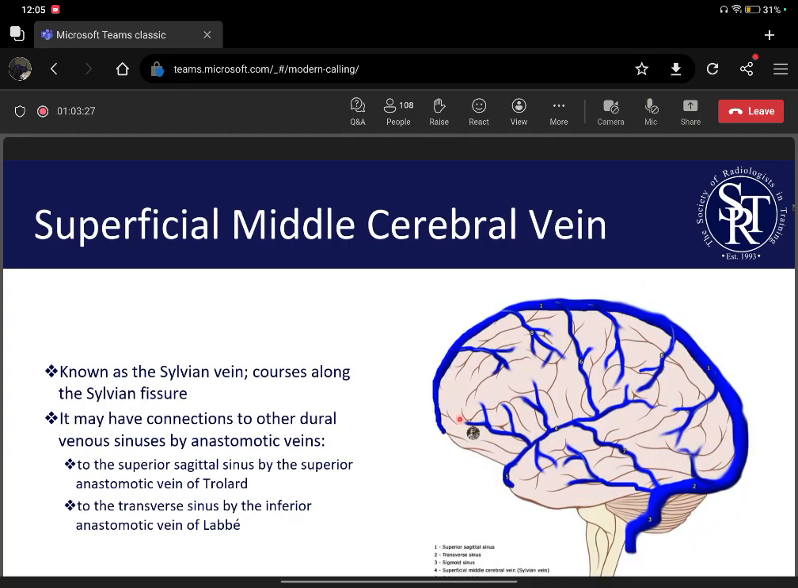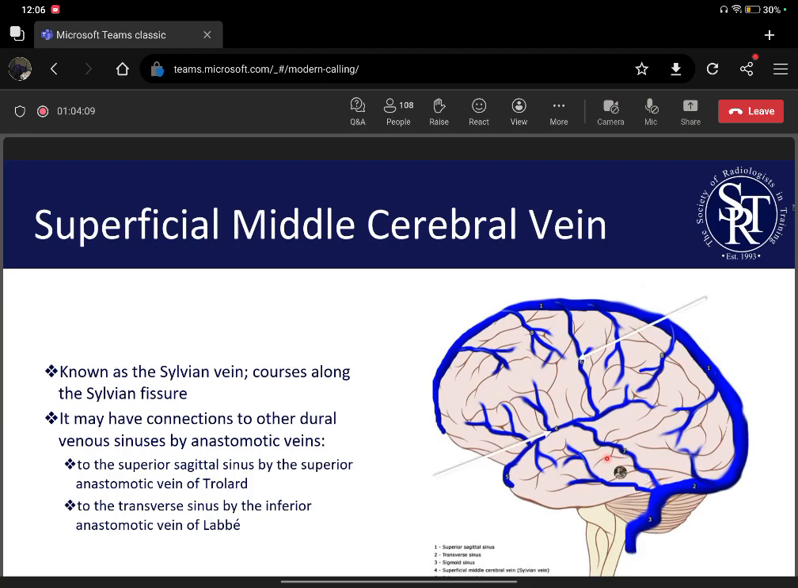Okay, now let's talk a bit about some of the relevant veins. We have one major vein that I want you to know about called the superficial middle cerebral vein, which courses along the Sylvian fissure. And it has connections to the dural venous sinuses. There's a vein that comes off from it and goes superiorly to the superior sagittal sinus, and that is called the superior anastomotic vein of Trolard. And we have another vein that comes off it and heads inferiorly to join the transverse sinus, and that's called the inferior anastomotic vein of Labbé. And these will form connections between the superficial cerebral vein and the dural venous sinuses.